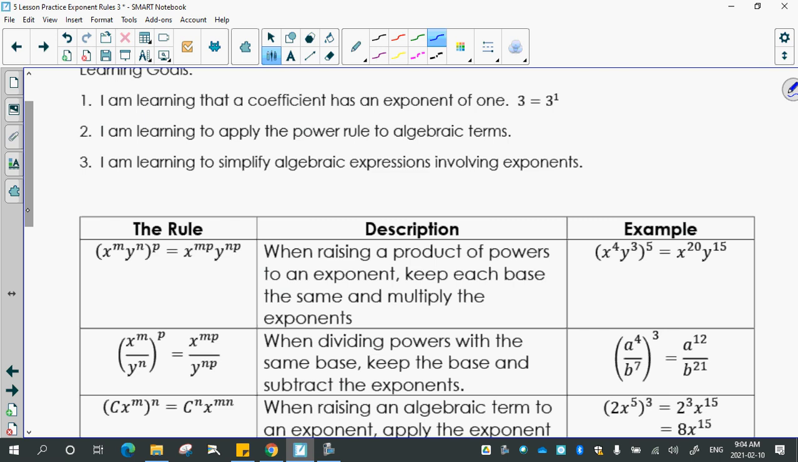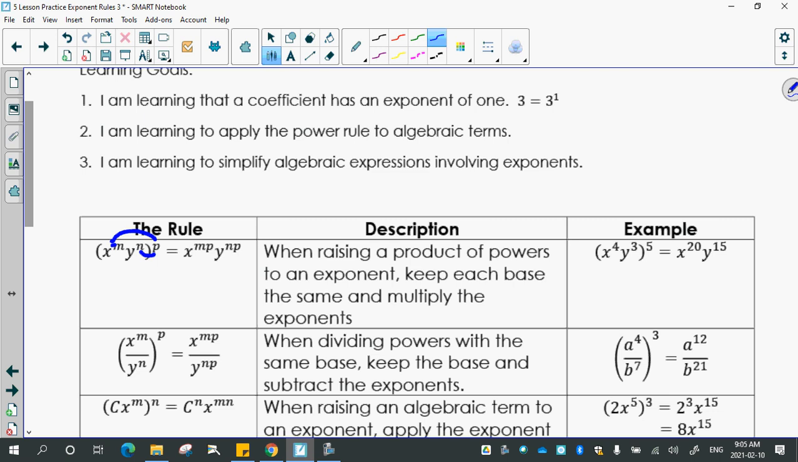Okay, so if you have this product to another exponent, then you keep the base x and multiply the 2 exponents here, and then you also multiply those 2 exponents, okay, on the y. And there's a description in words. When raising a product of powers to an exponent, keep each base the same and multiply the exponents. And here's my example. Okay?